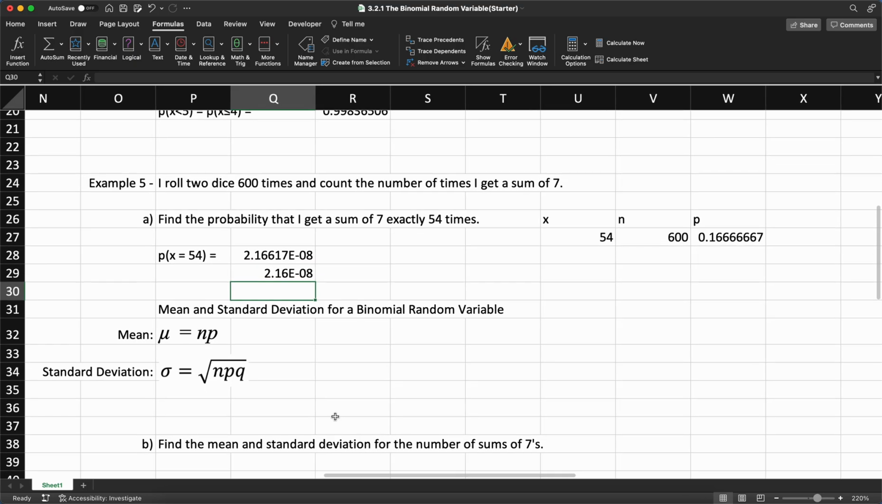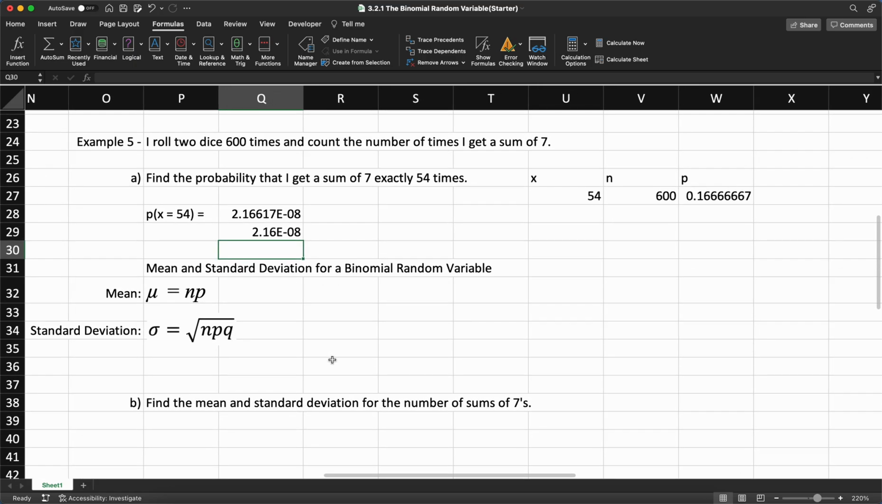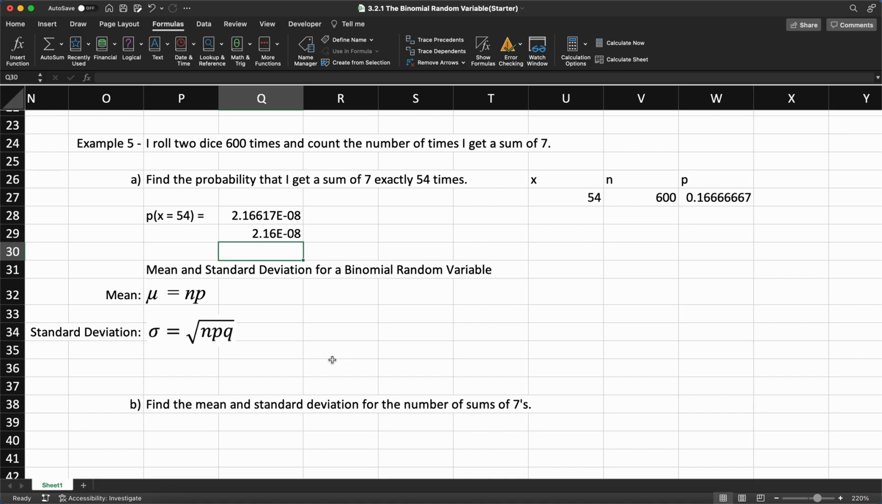Here are the formulas right here. To calculate the mean, all I need to know are the number of trials and the probability of success, and that gives me the mean. And to find the standard deviation, all I have to do is take the square root of the number of trials times the probability of success times the probability of failure. So if I wanted to know what is a normal range of values, how many times should I normally get 7? What's the average number if I did this experiment of rolling 2 dice 600 times and I did it 1,000 times? On average, how many 7s would I get?